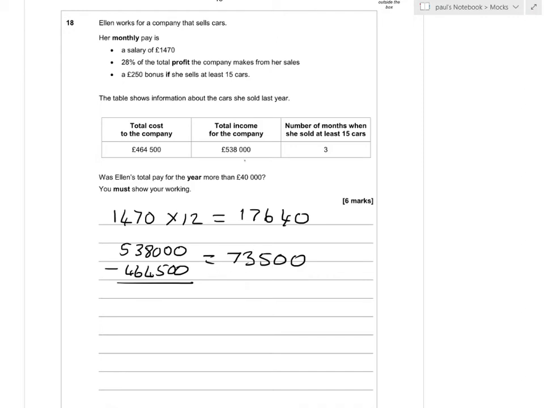Now we've got to find out what 28% of that is. So 73,500 times 28%, times 28 divided by 100 is 20580. Right. That's a year, yeah?